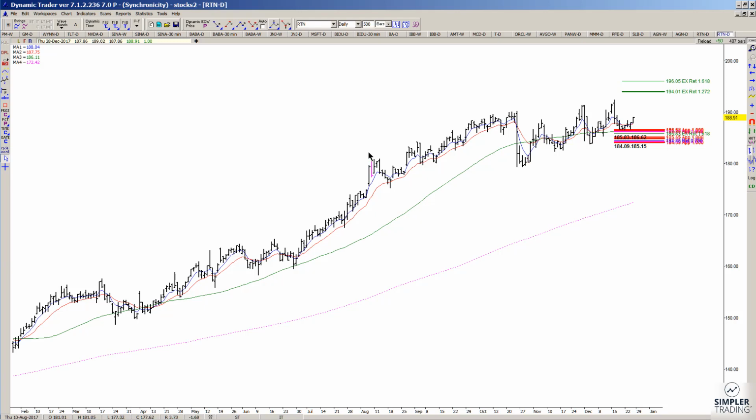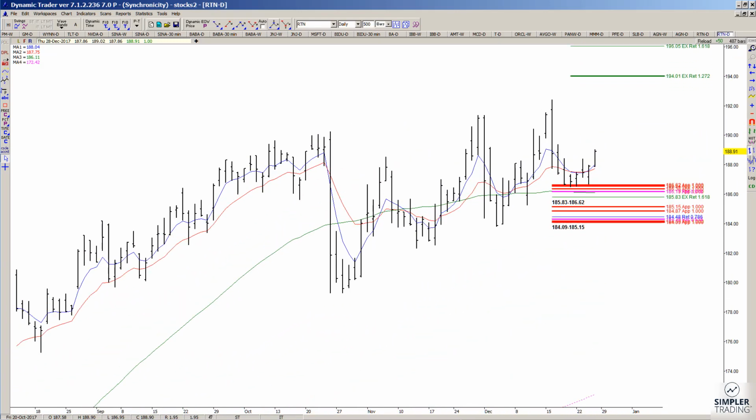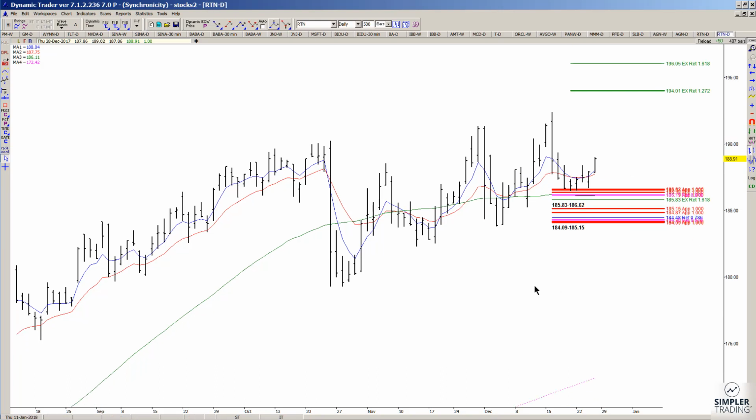Well, here's what happened. I ran a bunch of the projections and I found there's really either two larger areas of support, or you can even break this down into three if you wanted to. But what happened was we had the first area of support that came in anywhere between this 185.83 to 186.62 area. We ended up making the low, let's see, on December 21st, directly within that zone.